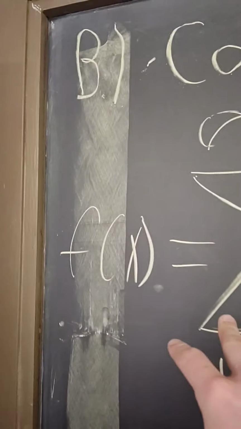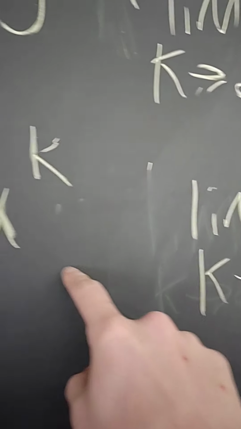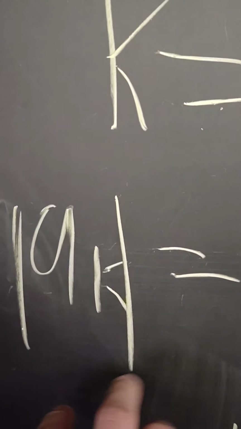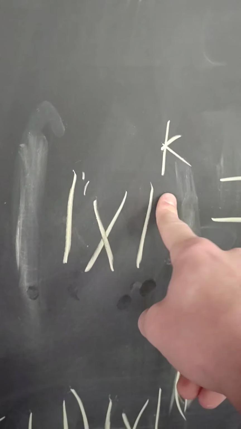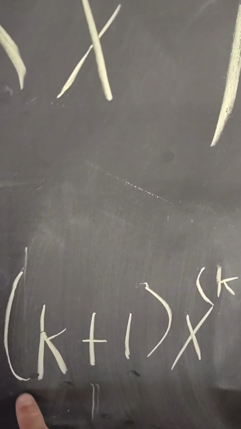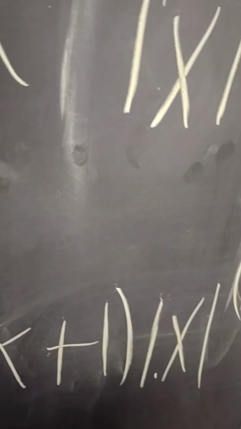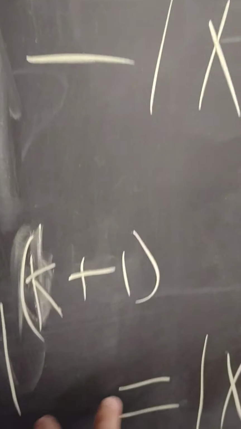So we start off with the sum from k equals 1 to infinity of k times x to the k. Then we set a sub k, then a sub k plus 1. So a sub k is k times the absolute value of x to the k, and after this we have a sub k plus 1, which is the absolute value of k plus 1 times x to the k plus 1. And this equals k plus 1 times the absolute value of x to the k plus 1.